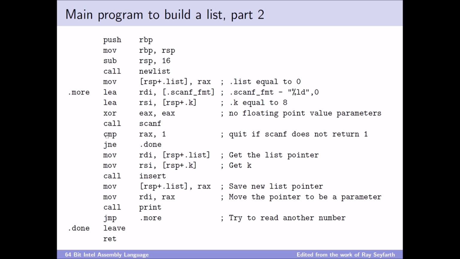So what we are doing here is we're checking, based on the number of correctly loaded arguments, whether or not scanf worked successfully. So when we compare RAX, which is the return value of scanf, to 1 and it is equal, it means we got in what we expected.